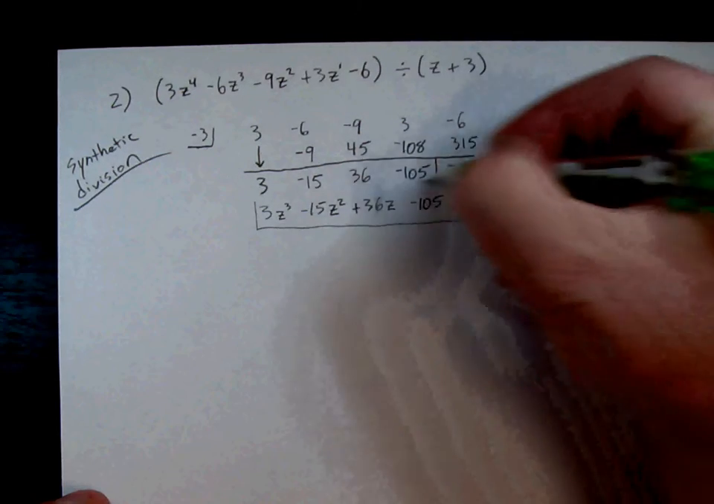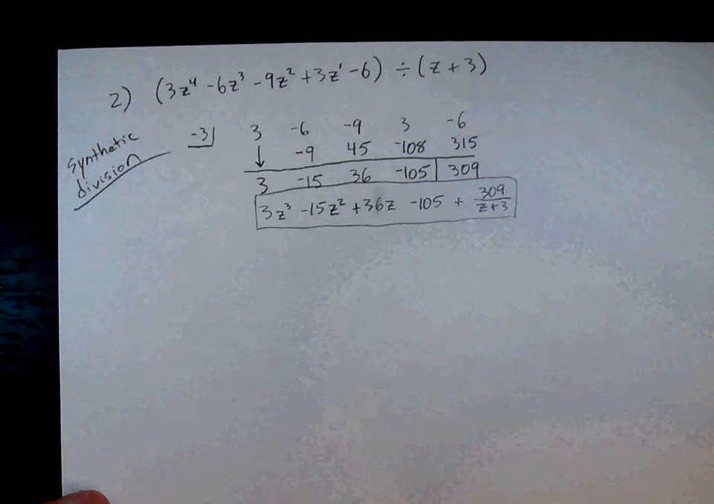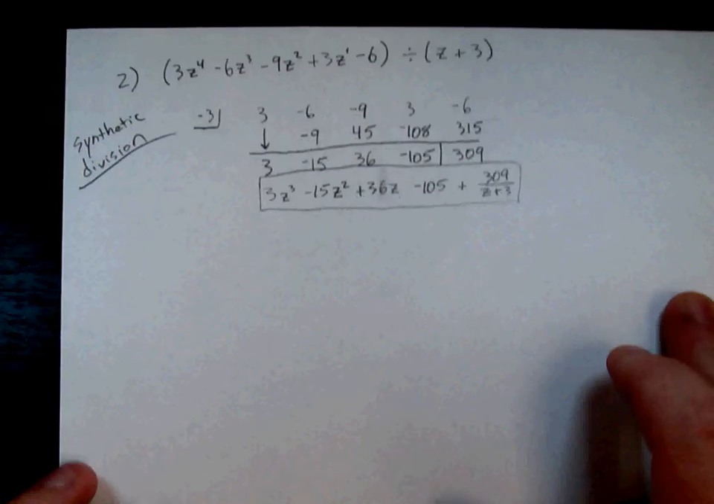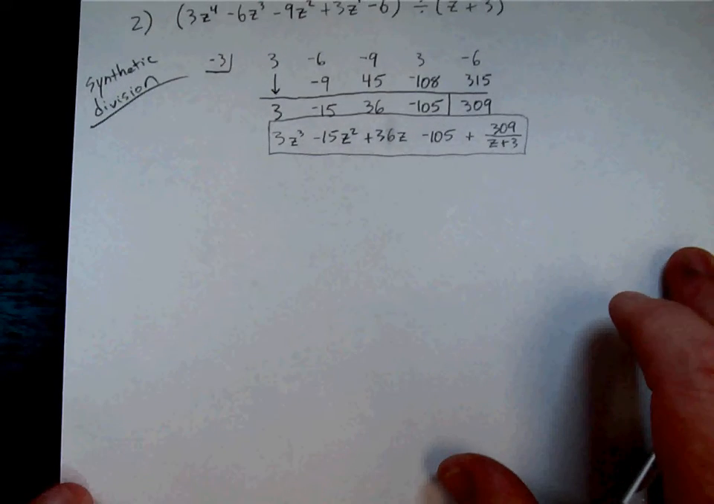You notice that's a lot shorter, a lot less space than what it takes when you do long division. That's why it's much preferable when you're allowed to do it. We're going to try another one.